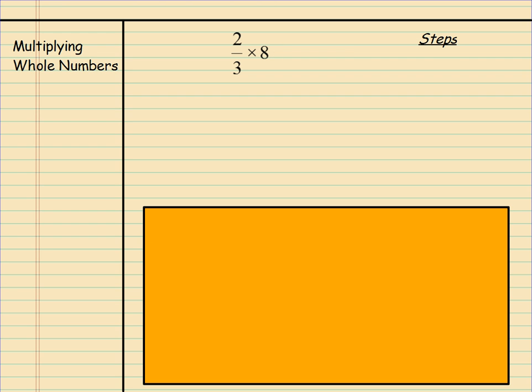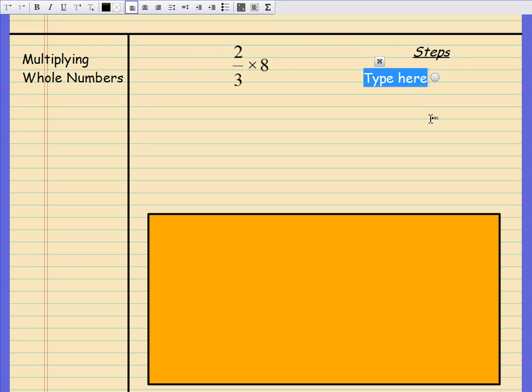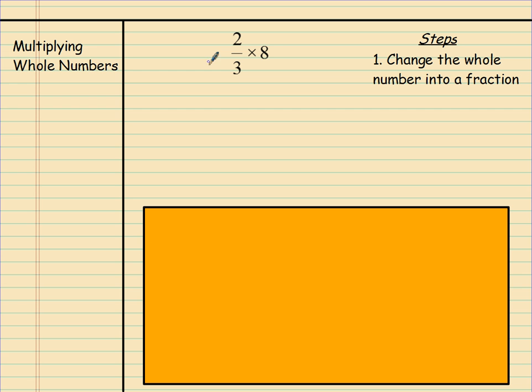What do we do? First of all, we have to change the whole number into a fraction. We went over this a little while ago. You might have forgotten, but it's very simple. You just put the whole number over 1. Why does that work? 8 over 1 is the same thing as 8 divided by 1, which is the same thing as 8. So we're not changing this number, we're just rewriting it as a fraction.